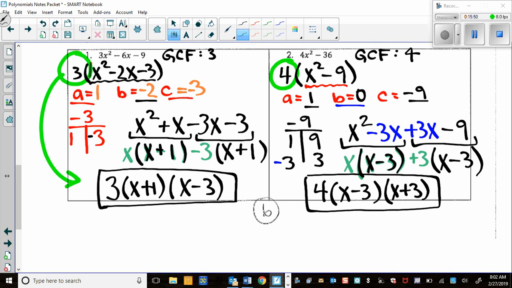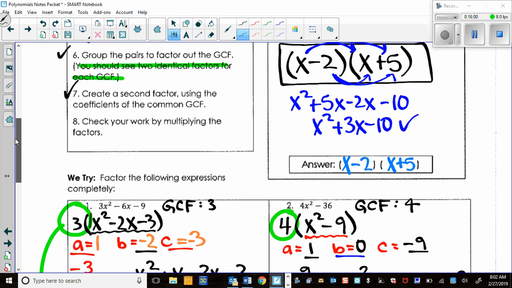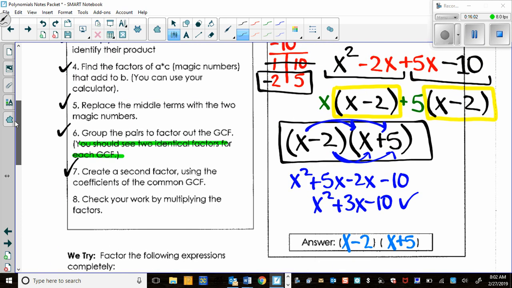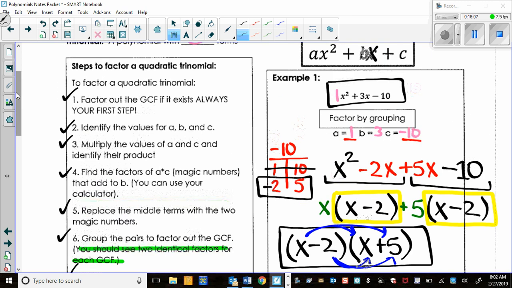Okay? So hopefully this video has given you some insight on how to factor. You can always rewatch this, or if you have any questions, you can ask me in class. But this is pretty much the idea of factoring. You will see this throughout your math career in high school and college, so make sure that you understand this before your test.